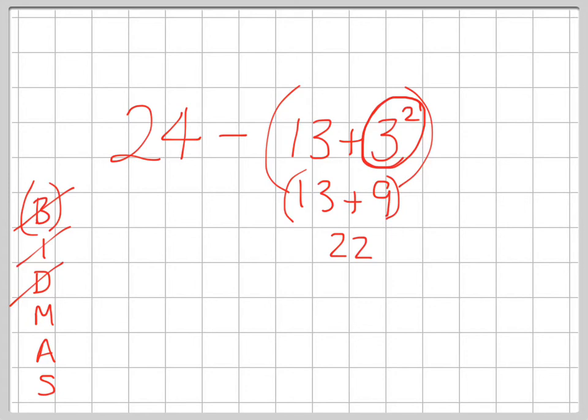Do we have any division? No. Do we have any multiplication? No. Any addition? No. And finally subtraction? Yes. We've got 24, take away 22, which will give you 2 as an answer.